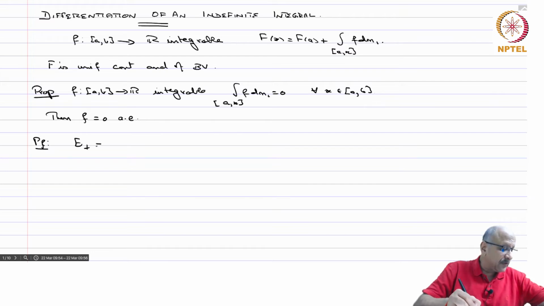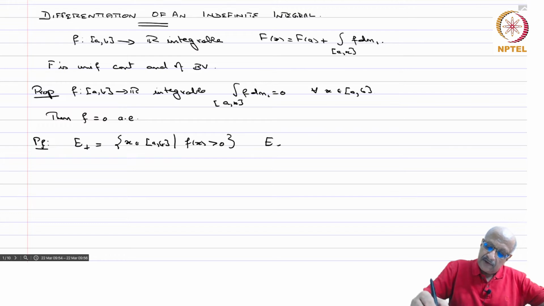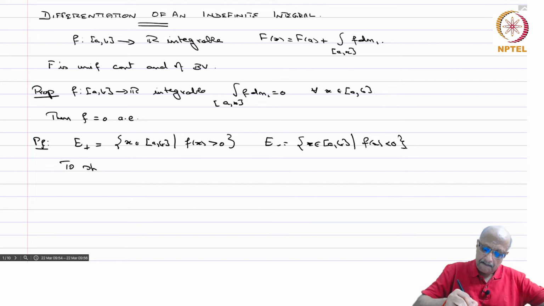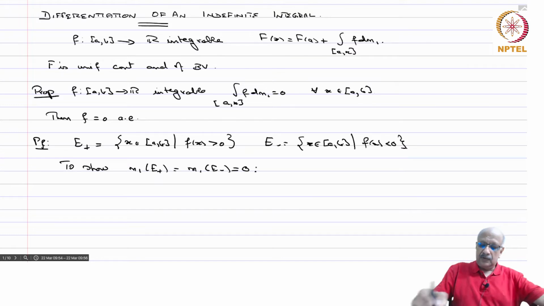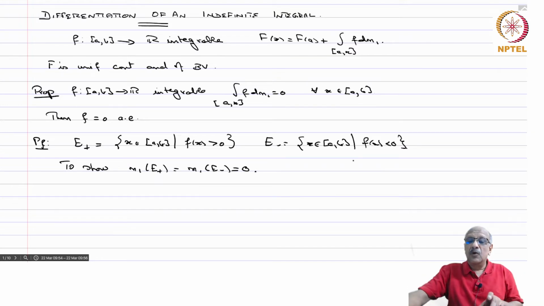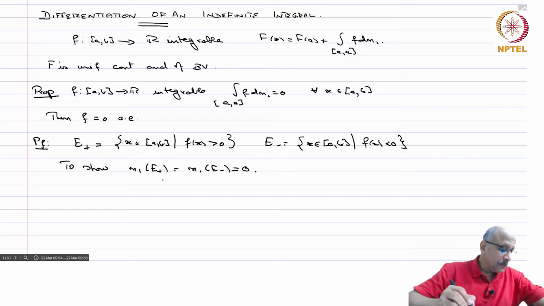So we define E plus to be the set of all x in [a,b] such that f(x) is greater or equal to 0, and E minus equal to the set of all x in [a,b] such that f(x) is less than 0. So to show m1 of E plus equals m1 of E minus equal to 0, then we are through, because then f will be equal to 0 almost everywhere. Okay, so we will do it for E plus, the proof for E minus is similar.